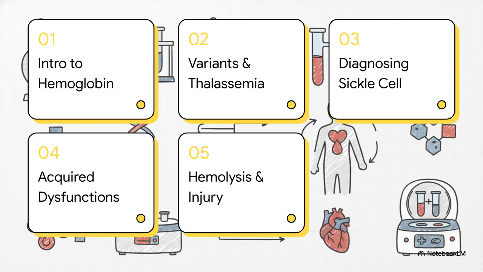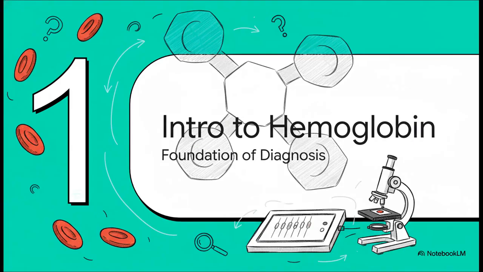So here's our game plan. We'll kick things off with the foundational techniques for analysis. Then, we'll jump into key variants and thalassemia. After that, we'll tackle sickle cell disease, look at some acquired dysfunctions, and wrap things up by looking at the broader markers of cell injury. Let's get into it.